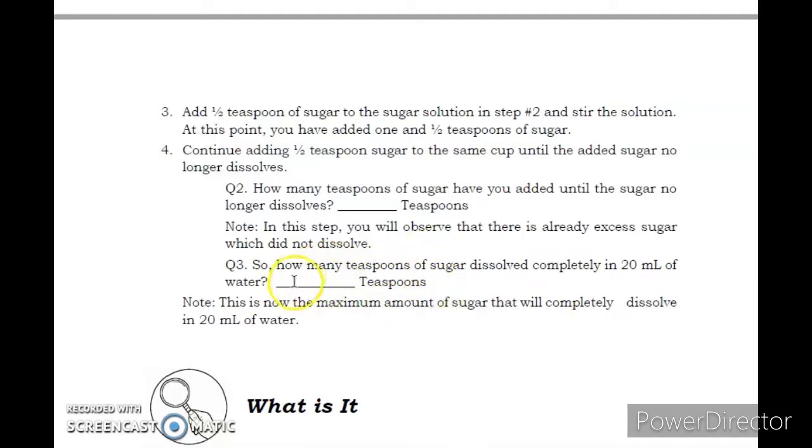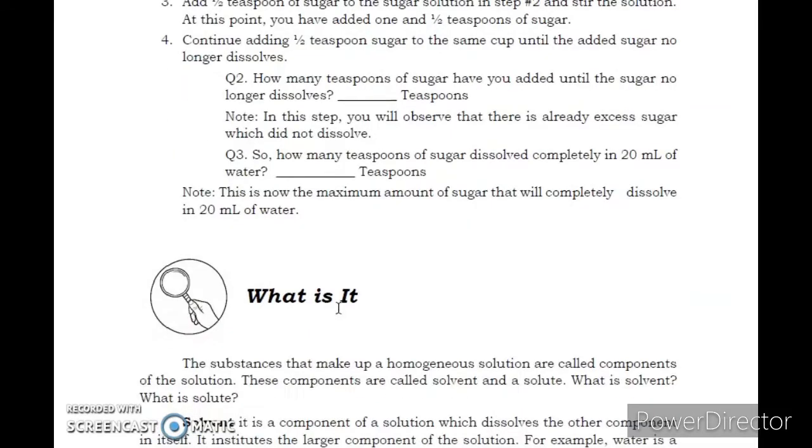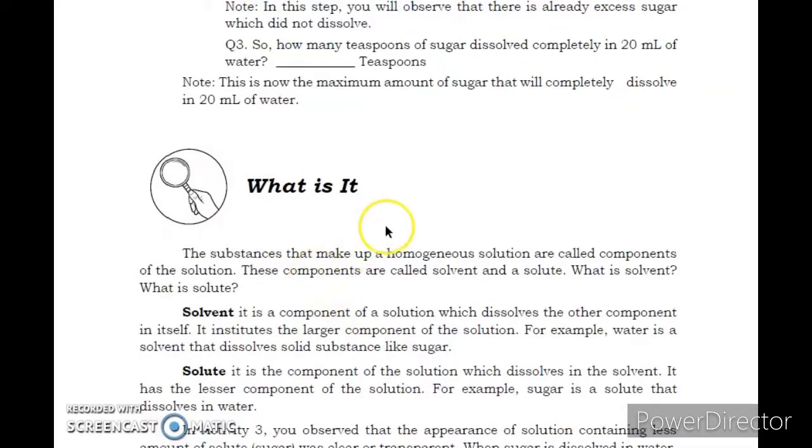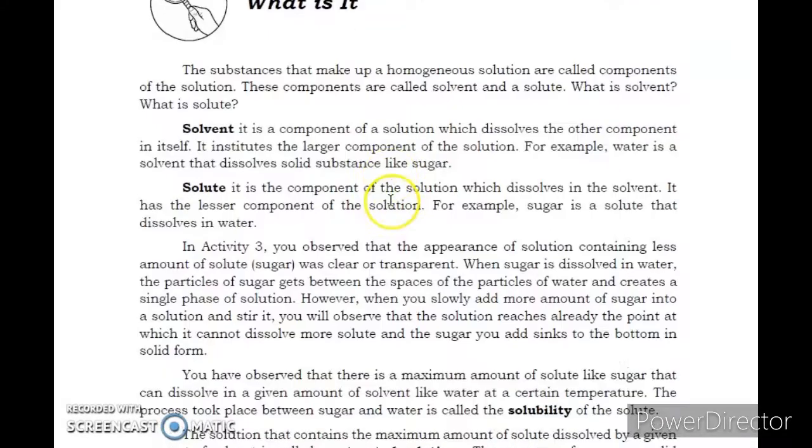At yung part naman or yung number of teaspoon na nakakaya pang tunawin ng 20 ml of water, meaning ang solution na nabubuo ninyo is an unsaturated solution. Okay. Now, let's have the what is it part. So let's have the discussion.